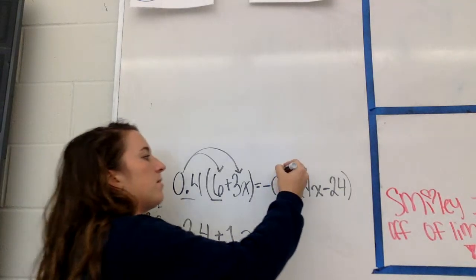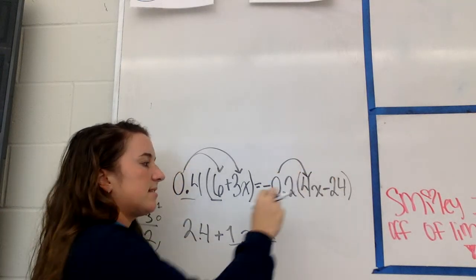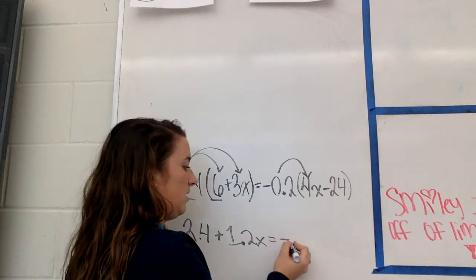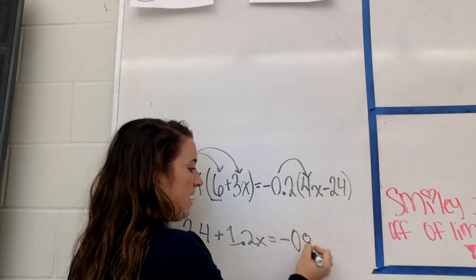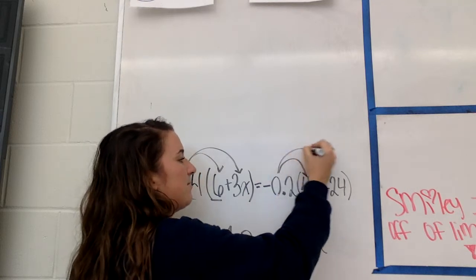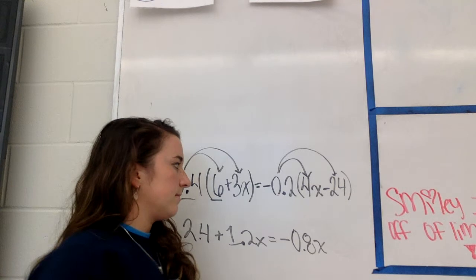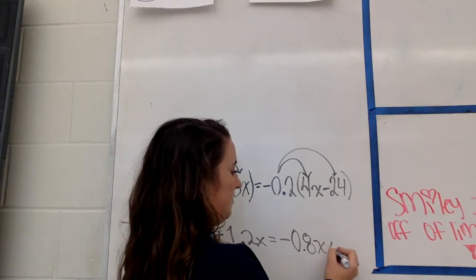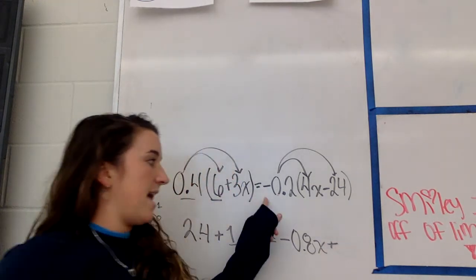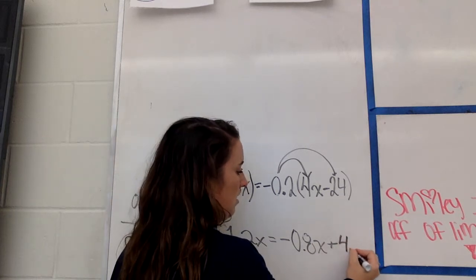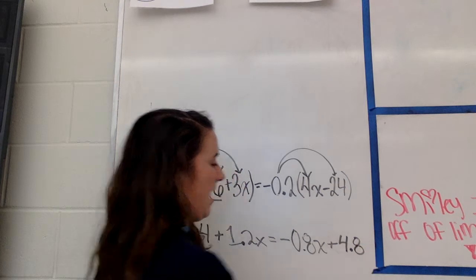side. We're multiplying negative 2/10 times 4x. What's negative 2/10 times 4x? Negative 8/10 x. And then we're multiplying negative 2/10 times negative 24. We'll get plus, because a negative times a negative is a positive, 4 8/10.